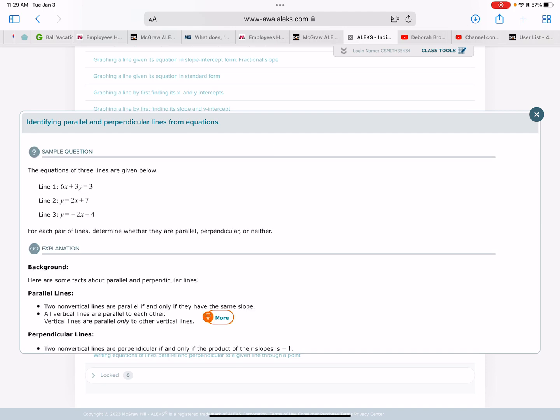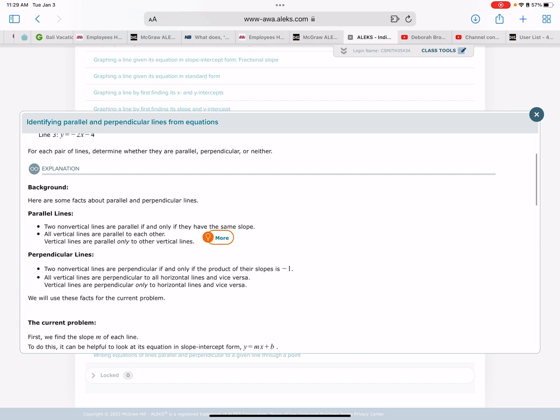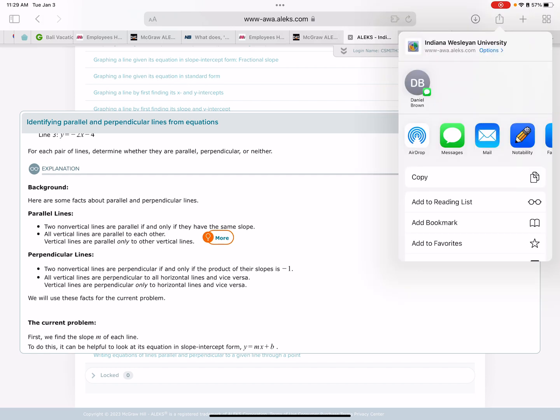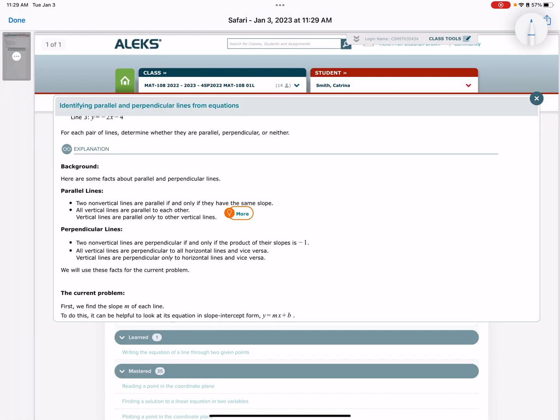Okay, to identify parallel and perpendicular lines from equations, parallel lines have the same slope. Perpendicular lines have negative reciprocal slopes. Let me explain why. The reason parallel lines have the same slope is, look at these guys. If this slope was, I don't know, up 2/7, well, this slope has to be 2/7 because we don't want them to cross. Think about railroad tracks, you never want them to cross. So those are parallel. They have the same slope.